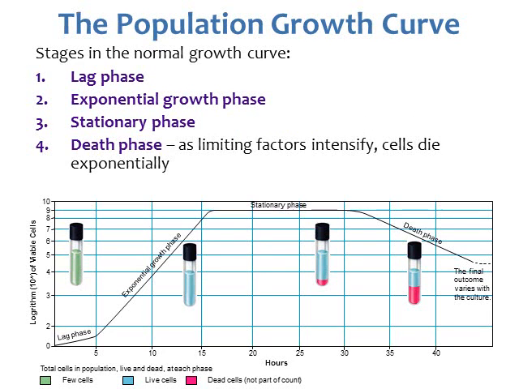And then if cells are in a container, eventually you're going to get into the fourth phase, which is the death phase. Your limiting factors intensify, you're really running out of food, and there's a lot of waste in the tube. So the cells are going to start to die exponentially, or very fast. And eventually all the cells will die if you leave them in that culture for long enough.